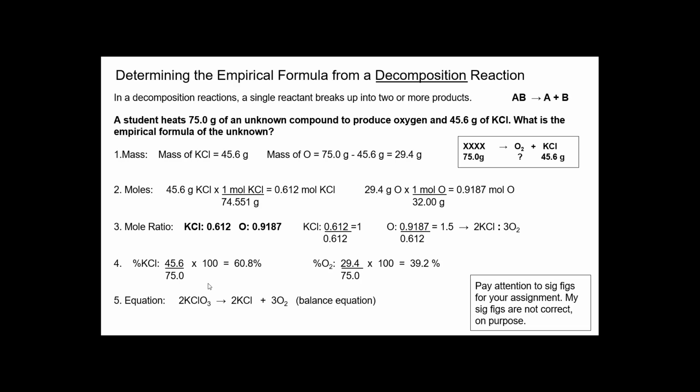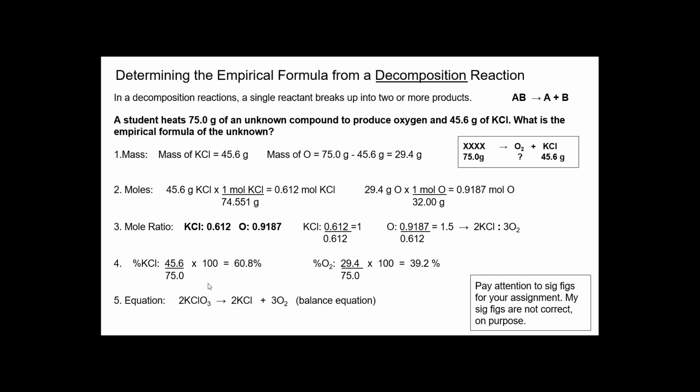So here's an example of a decomposition reaction. In a decomposition reaction, a single reactant breaks down into two or more products, and here we have an example of that. A student heats 75 grams of an unknown compound to produce oxygen, which would be a gas, and 45.6 grams of potassium chloride. What is the empirical formula of the unknown?